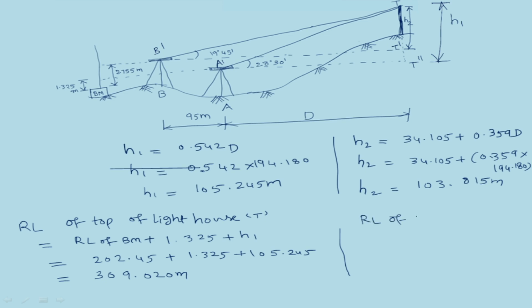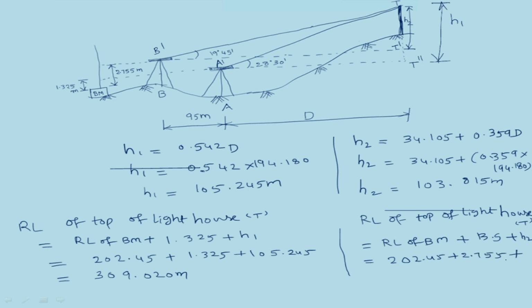Considering the instrument at B, RL of top of lighthouse T is equal to RL of benchmark plus backsight reading taken from B plus H2. Benchmark RL is 202.45 plus backsight from B is 2.755 plus H2 is 103.815 meters. RL of top of lighthouse T is equal to 309.020 meters.